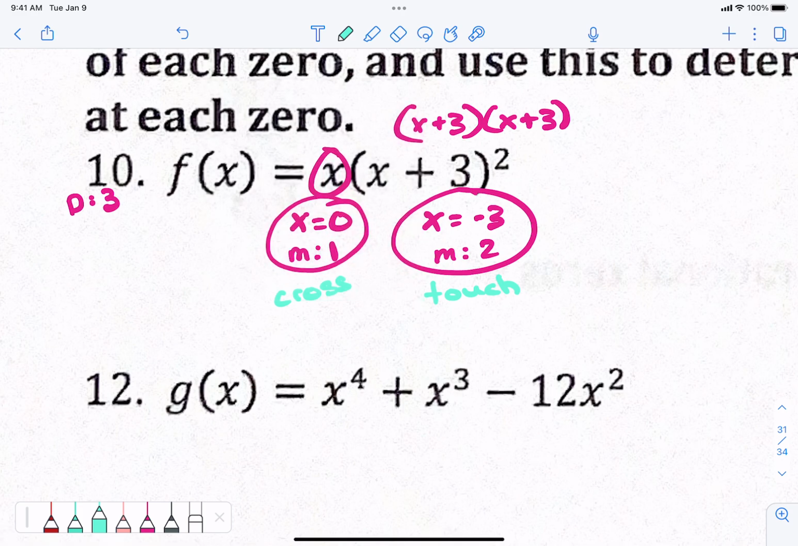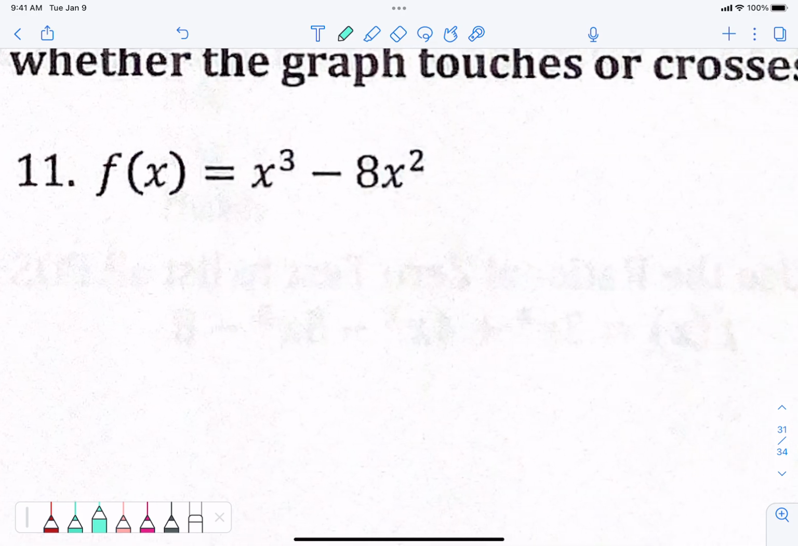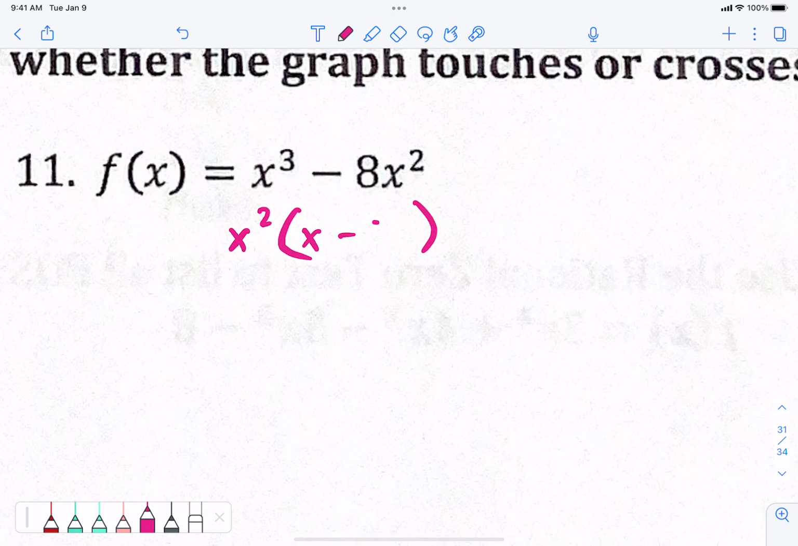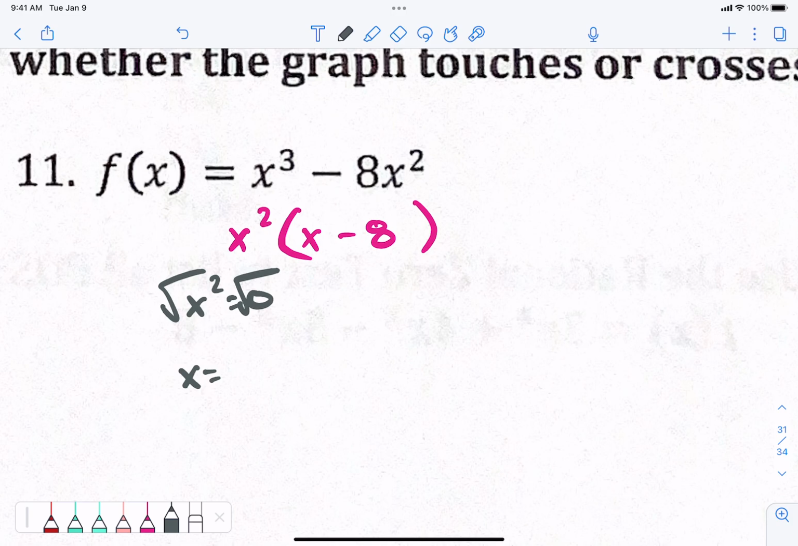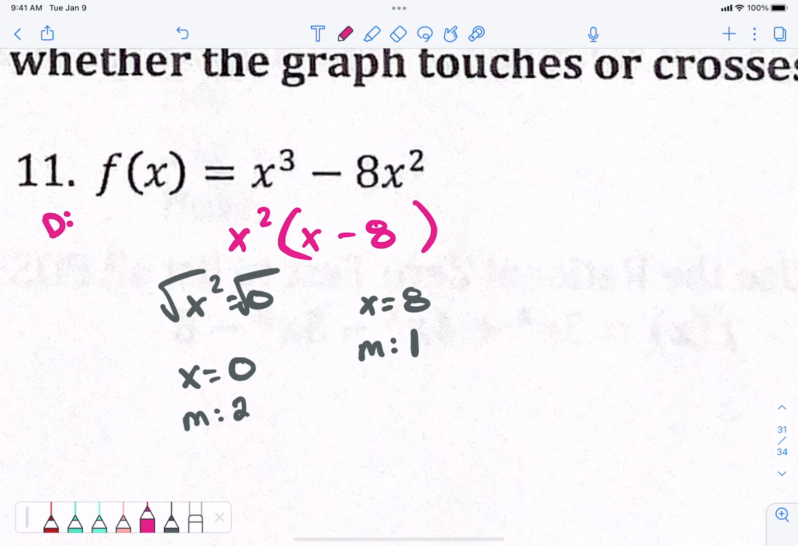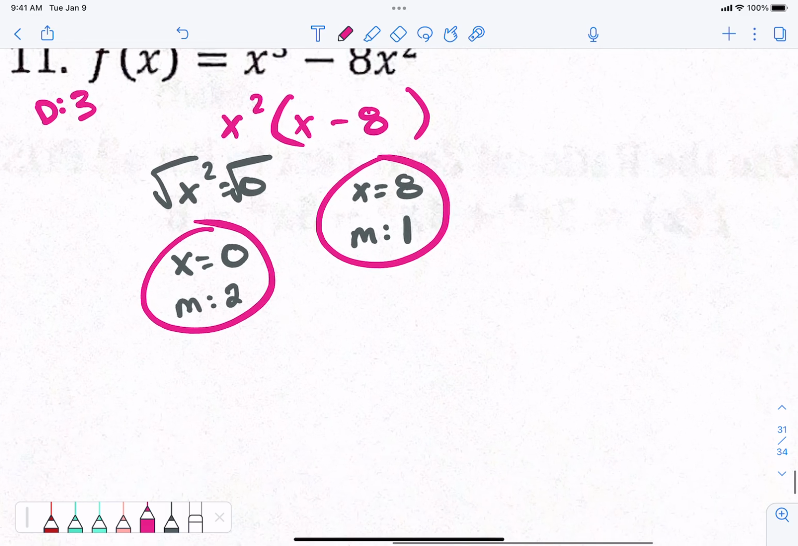All right, let's get over to 11. What are you going to do first? I'm going to take out x squared. Left over is x minus 8. Then set each piece equal to 0. X squared equals 0, then you take the square root. What's the square root of 0? Plus or minus 0, which is just 0, but this has multiplicity of 2. X equals 8 with a multiplicity of 1. What's the total degree? 3. Do they add up to be 3? Yes. At 0, it's going to touch. At 8, it's going to cross.